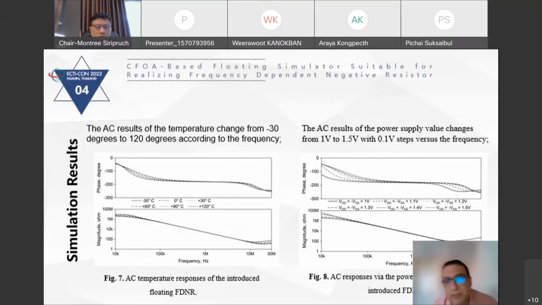And also the performance of the circuit with respect to the change of the power supply from 1 volt to 1.5 volt with 0.1 volt steps is given in figures 7 and 8 respectively. And you can see that there are small deviations from the ideal curves in both the AC temperature response and AC response to the variation of the power supply.